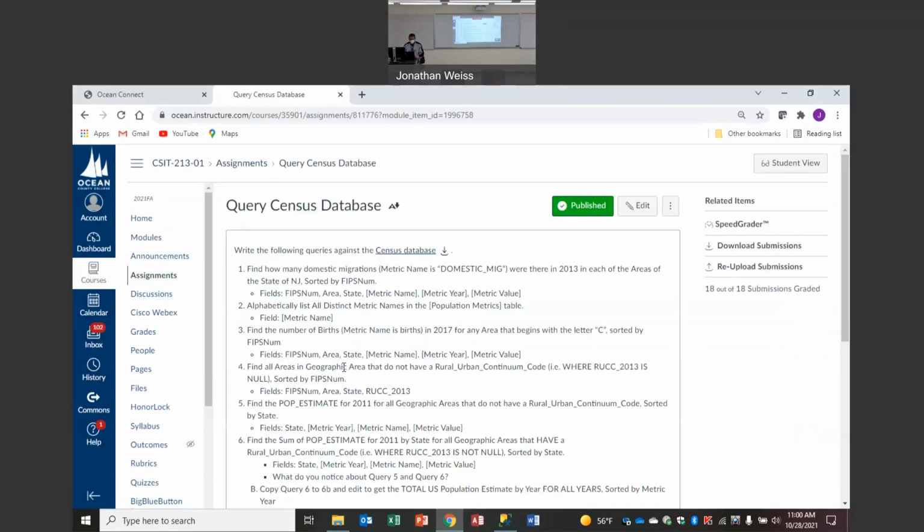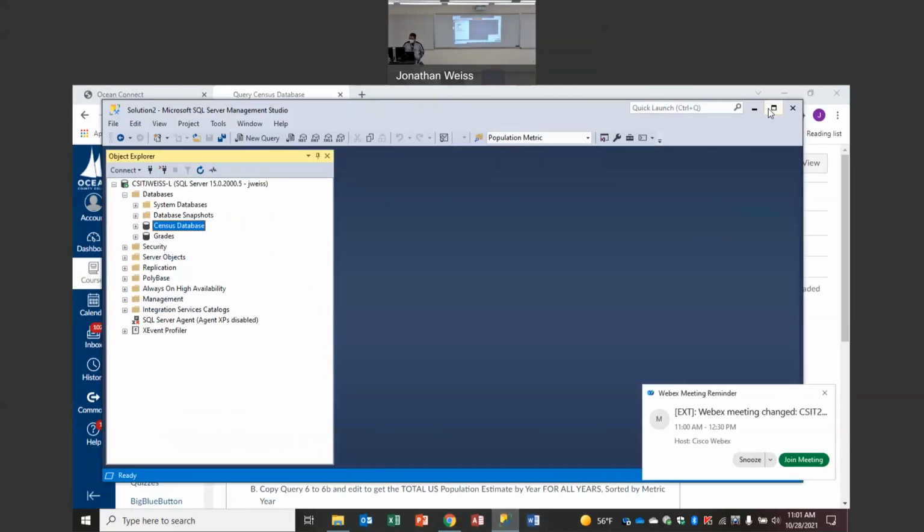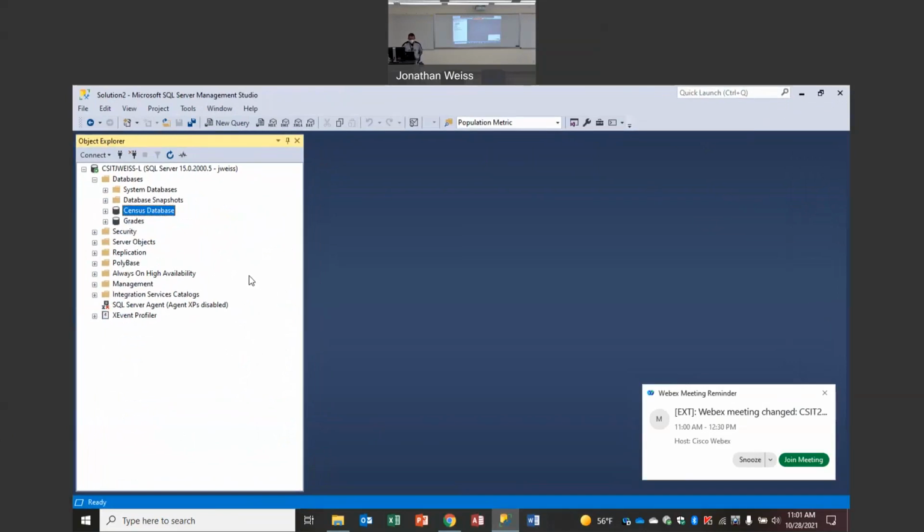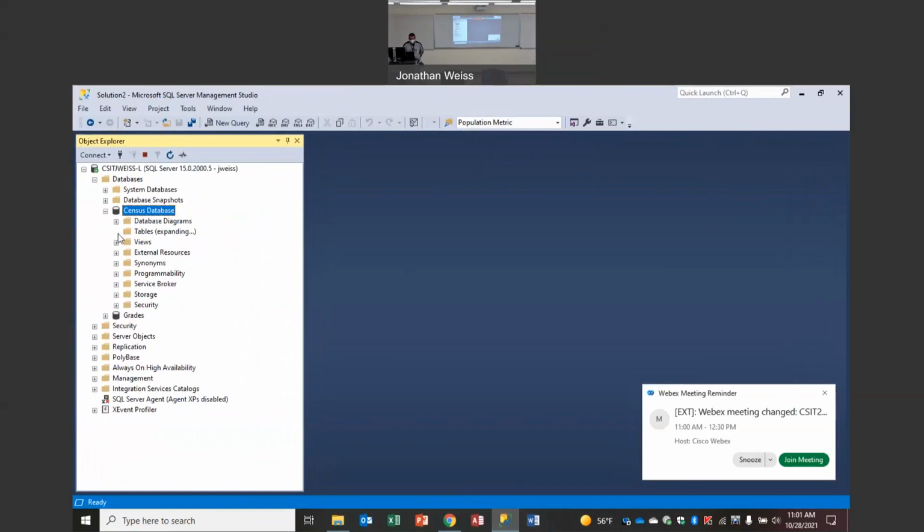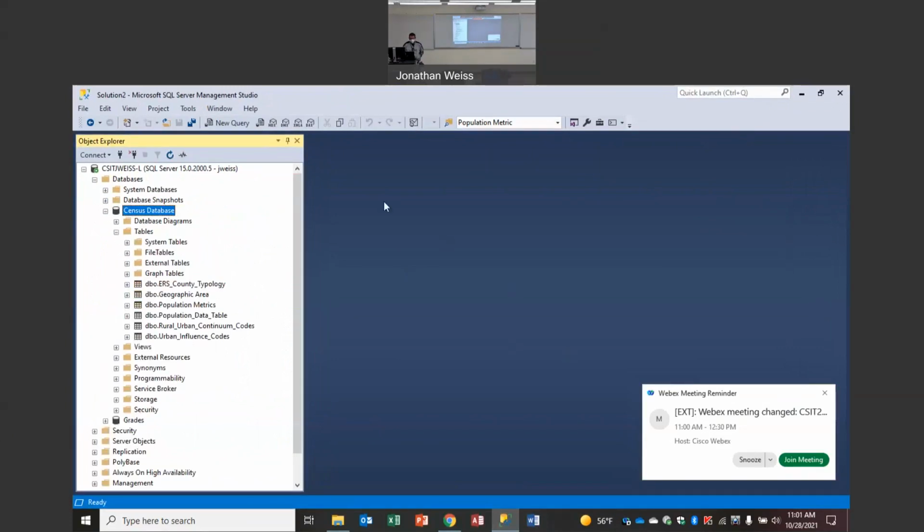But let's take a look at the assignment that we were supposed to do here, and I'm going to go through the various queries that do it. Okay, so the first one was to find out how many domestic migrations there were in 2013 in each of the areas of the state of New Jersey, sorted by FIPS number. And in order to do that, like all our problems here, the first thing you need to know is what tables you need in order to figure that out.